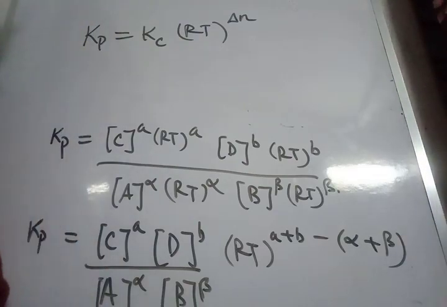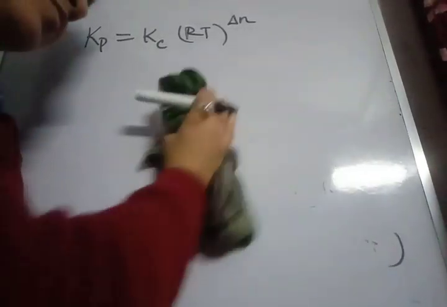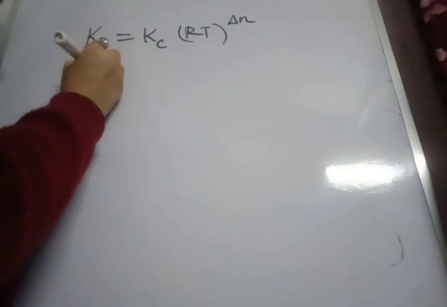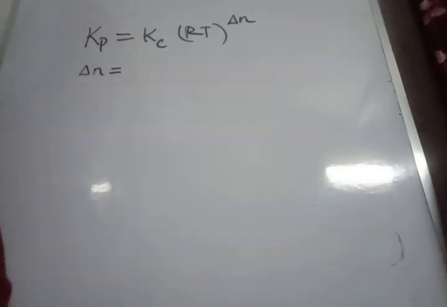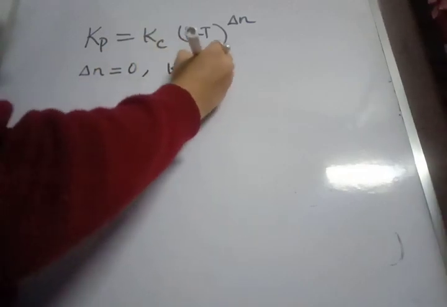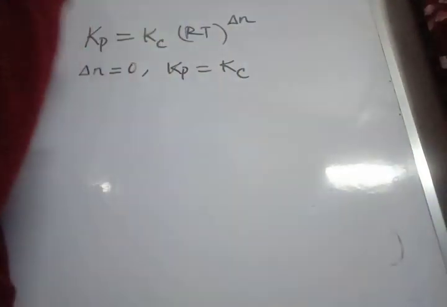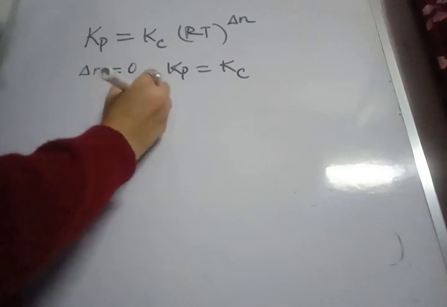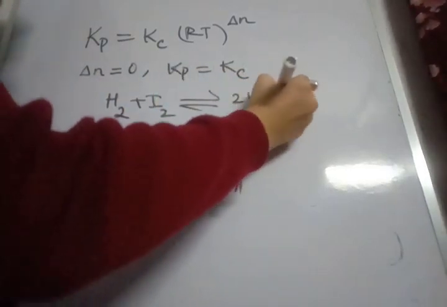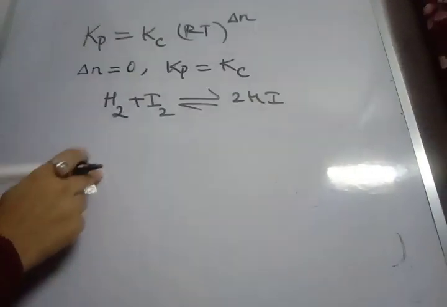Now we have three conditions: when delta n equals 0, delta n is positive, delta n is negative. We are going to show it by examples. When delta n equals 0, Kp equals Kc. Example is this one, H2 plus I2 reversible to HI. All of them are in the gaseous state.